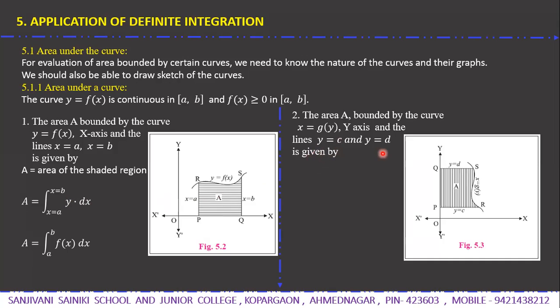And the second one is whenever the area is bounded by y-axis, so the area bounded by the curve x is equal to g of y and the y-axis. So the limits are y is equal to c to y is equal to d. In this case, we will use the formula x dy, so integration from y is equal to c to y is equal to d of x dy. So whenever the area is bounded by x-axis, we will use the formula integration y dx. Whenever the area is bounded by y-axis, we will use the formula integration x dy.